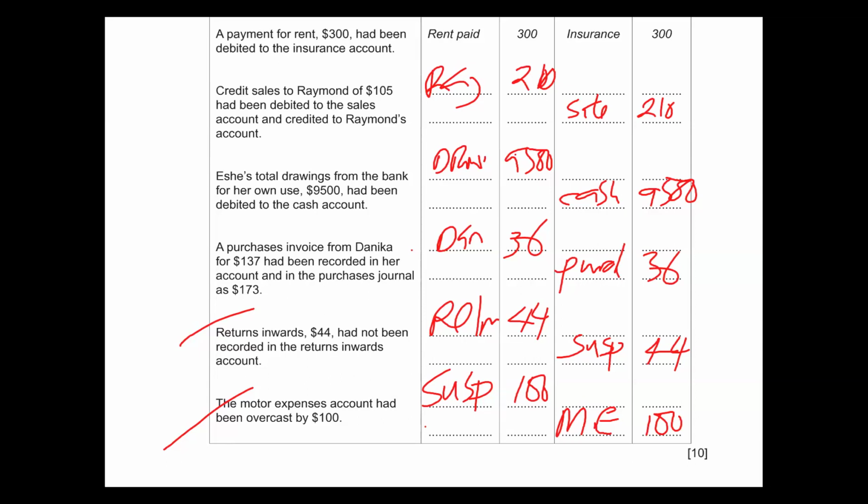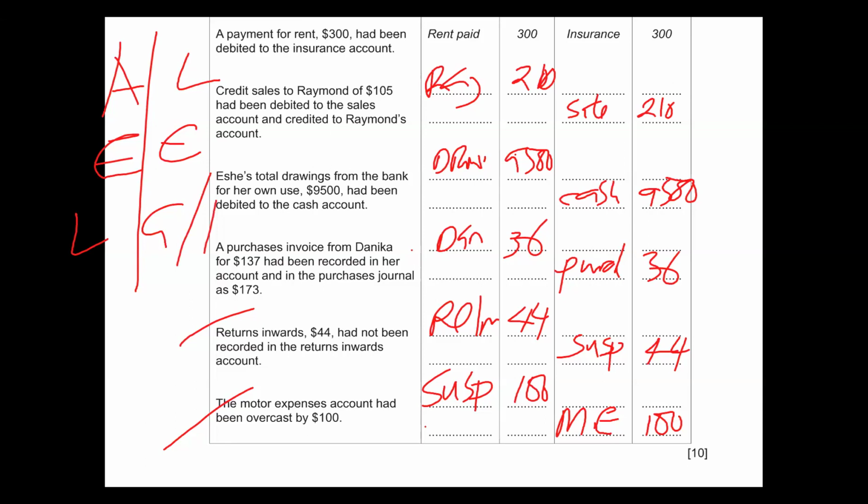The first thing: if the motor expenses account has been overcast, and we know where the motor expenses account sits, right? We know that it sits on the debit side of the trial balance. I told you that on the trial balance, you debit the assets, you debit the expenses, and you debit the losses. Then on the other hand, you credit all the liabilities, credit capital related issues, and credit the gains or the incomes. That is what you do on the trial balance.